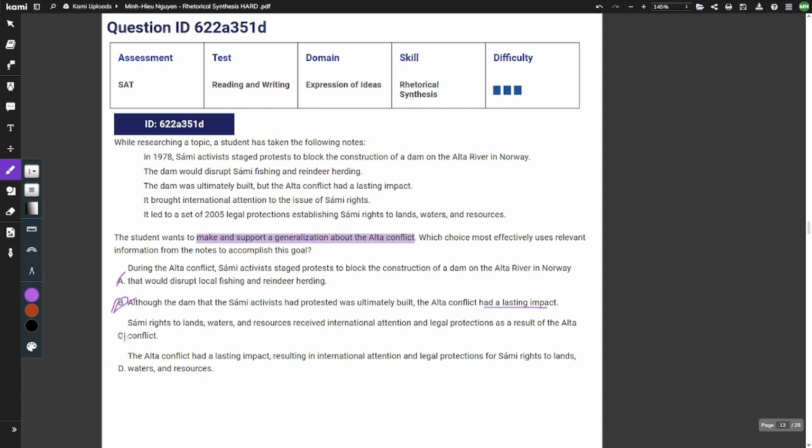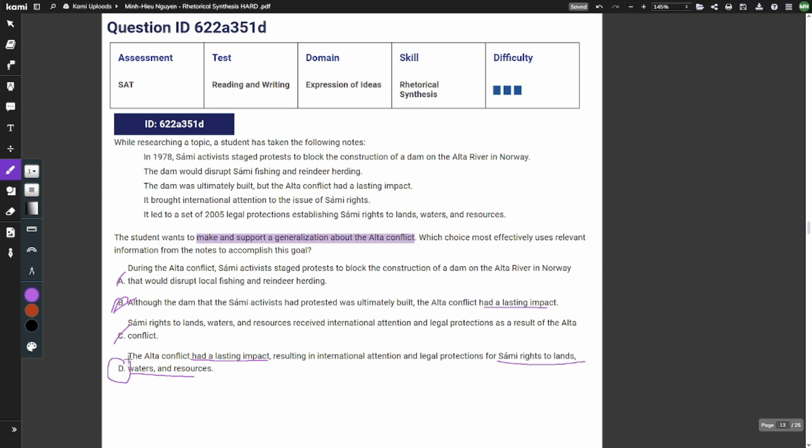Alright. C. Sami rights to lands, water, and resources received international attention and legal protections as a result of the Alta conflict. So, it told you what they got from the Alta conflict, but it doesn't really make any sort of generalization. I mean, just straight up told you what they got. So it's not going to be C. And then D, the Alta conflict had a lasting impact, resulting in international attention and legal protections for sovereign rights to lands, waters, and resources. So this time it does make a generalization, which is that it had a lasting impact. And then it also supported it by saying they got all of this stuff right here.